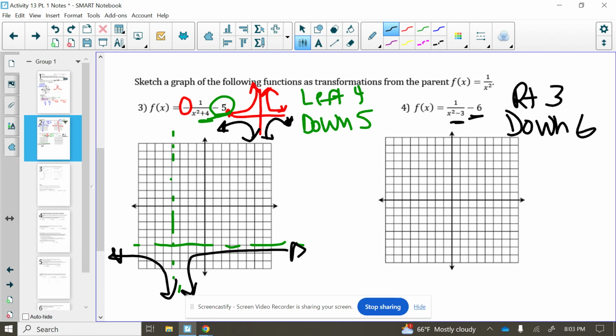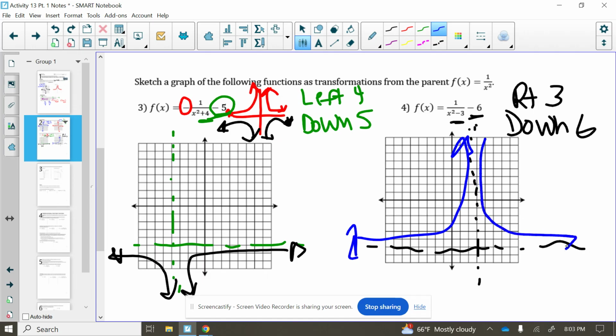units. So we have right 3, so x equals 0 now moves to x equals 3. And then our horizontal asymptote is moving down 6 units. No reflections or anything else, so these are still going to be going upwards. We'd have that sketch shifted right and down.